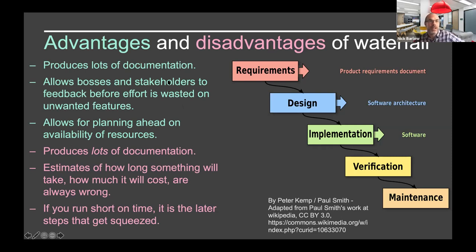So I tried to enumerate some advantages and disadvantages. A good thing about it is that generally every stage will produce a document, and that's good to keep track of what you're doing. Your stakeholders can read these documents, comment on them and give feedback, and you can change your design before you start wasting time building something they don't want. You can also budget. If you have a design which says we're going to need this many people for this long, and then this many people for this long, everyone has a clear idea well in advance of what's going to be needed when, and they can schedule things and budget things accordingly. So that all sounds pretty good.